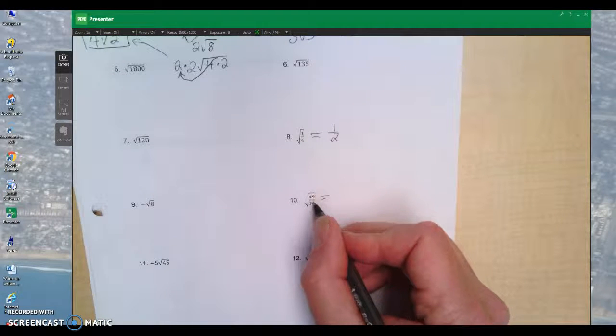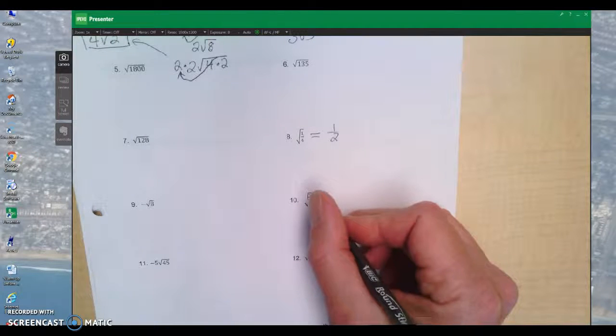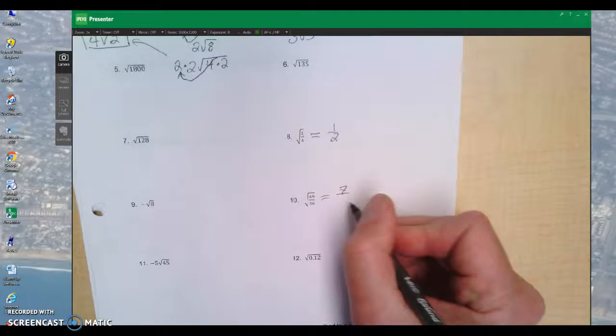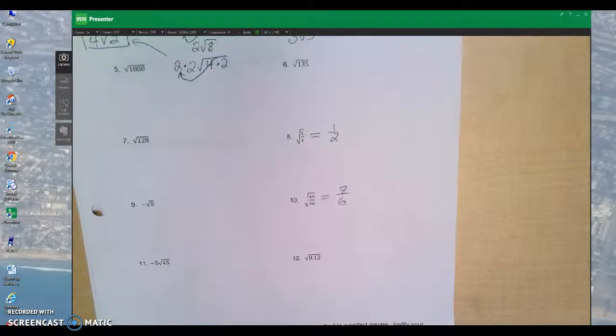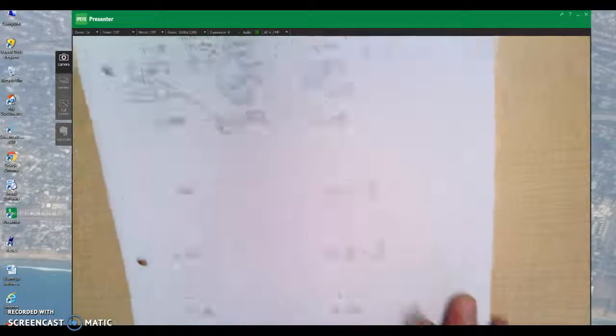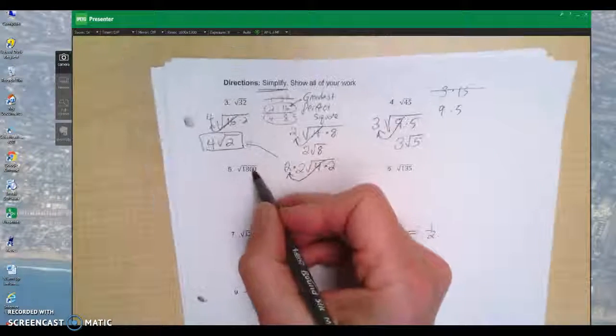This should take you 2 seconds. What's the square root of that? What's the square root of that? Write it as a fraction. Square root of 49 is 7. Square root of 36 is 6. You're done. No stress. Big numbers for number 5.